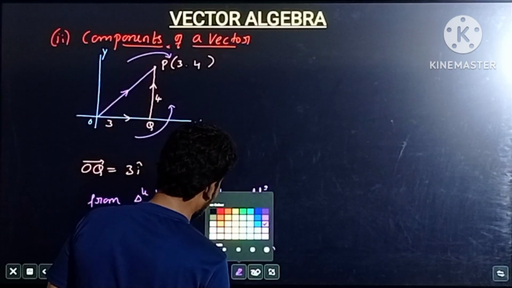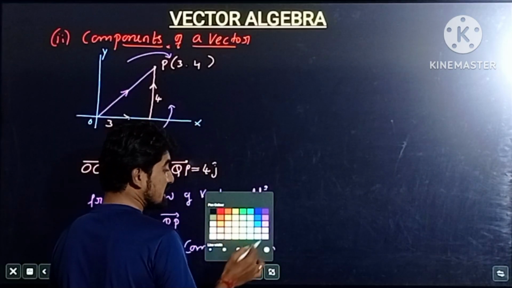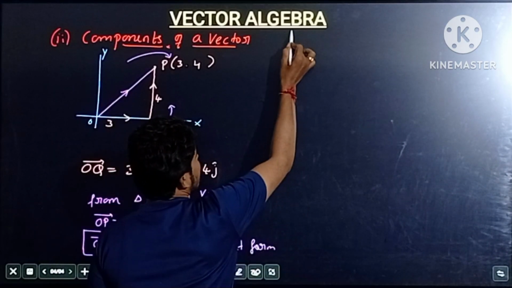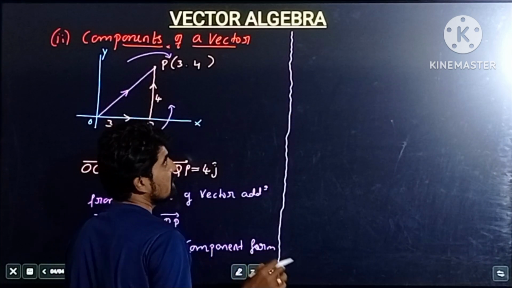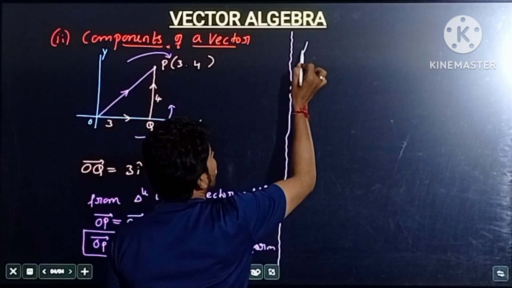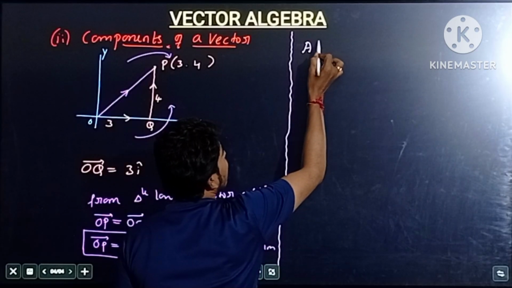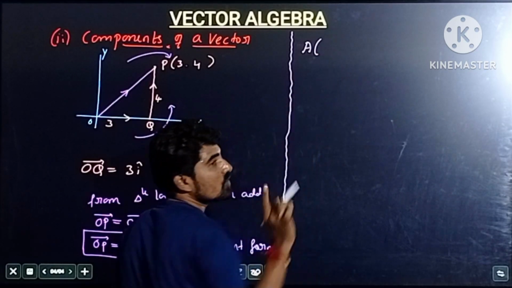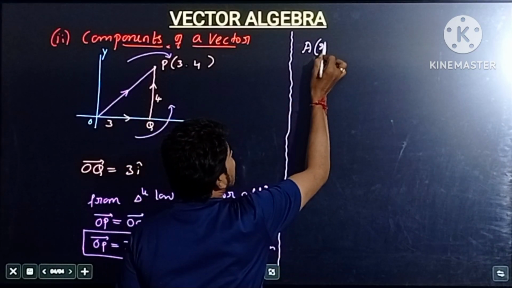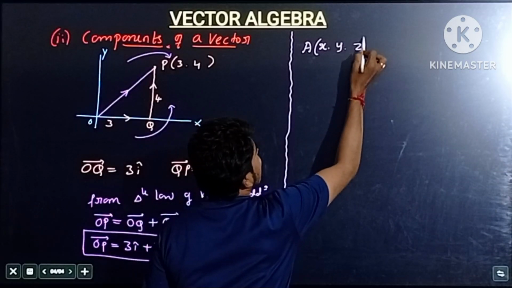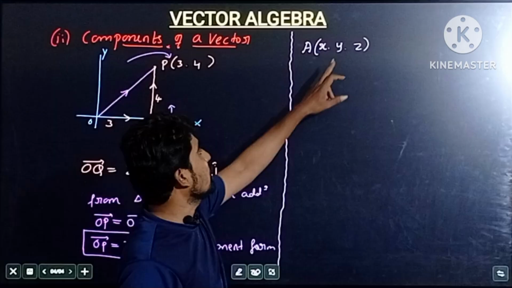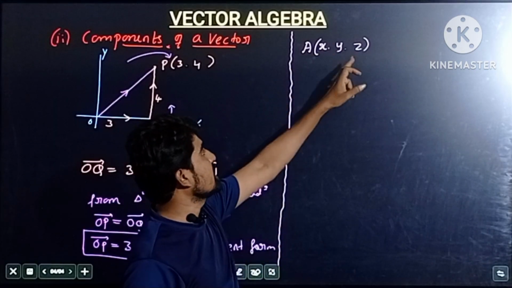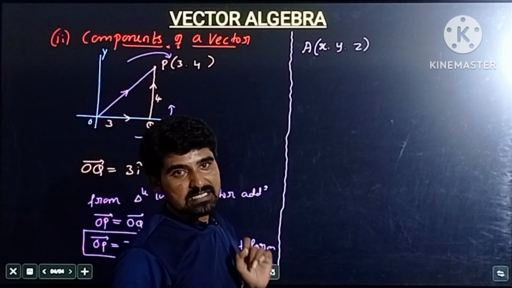Suppose you want to find the component form of a point which exists in the 3D plane. So let us consider one example which exists in the 3D plane. Let A be a point in a 3-dimensional plane, whose coordinates I am going to consider in a general form, suppose x, y and z. So the x coordinate of the point A is x, the y coordinate of the point A is y, and the z coordinate of the point A is z.